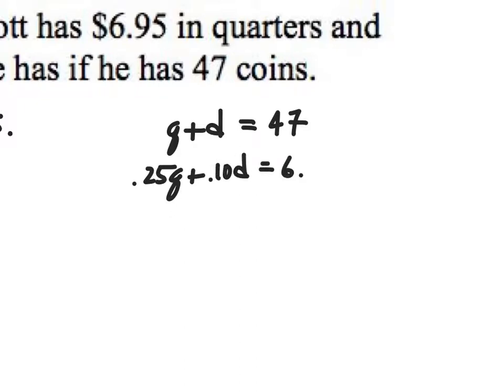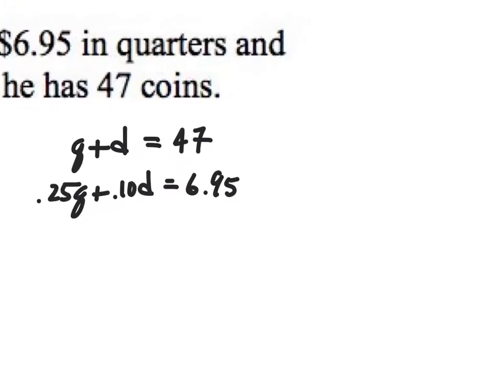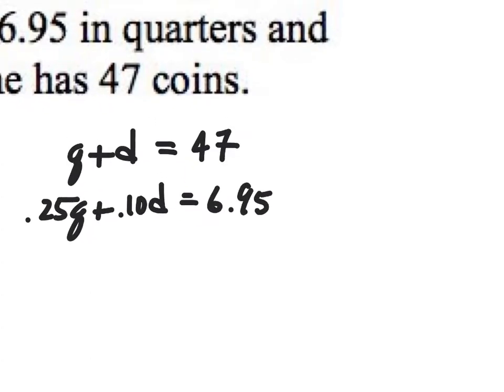Okay, so now it gets a little more involved. How do you solve this? You can do elimination on this, you could do substitution, it doesn't really matter. I'm going to go ahead and do substitution. I'm going to take this equation here, Q plus D equals 47, and rewrite it over here as Q plus D is equal to 47.